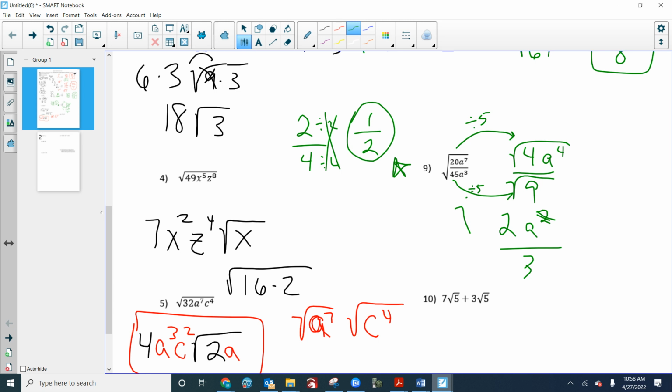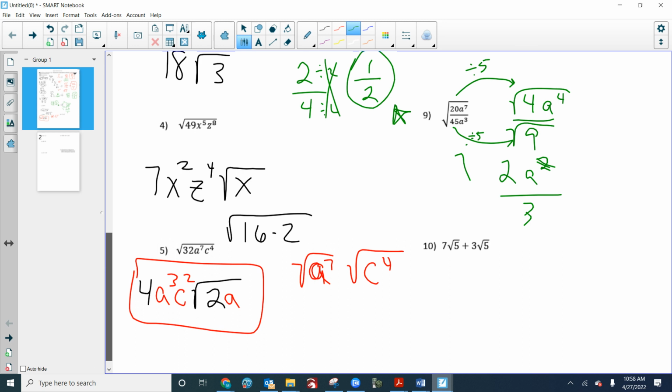So we have to divide if it has a number, and then subtract your exponents. See, we just simplified both of those. We simplified the number first, 20/45, by dividing both of them by 5. And then we simplified a to the 7th over a to the 3rd by subtracting the exponents.